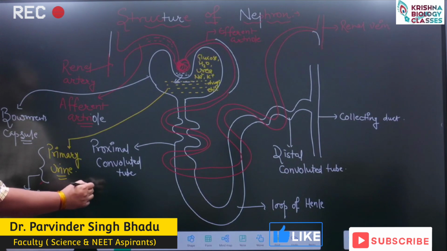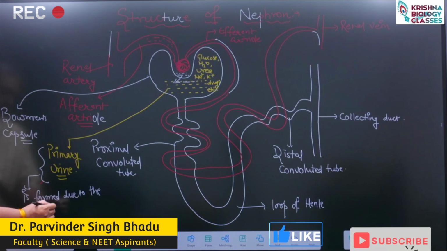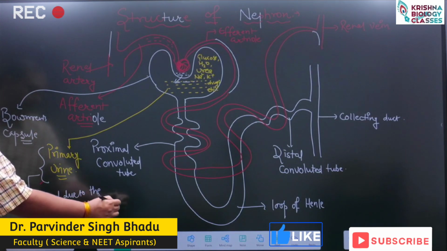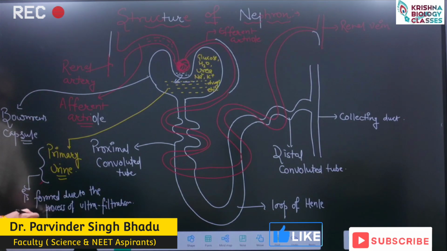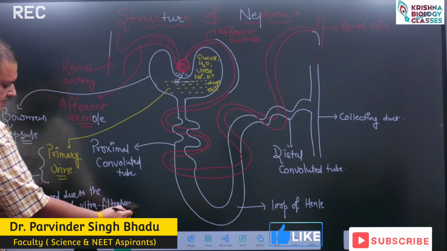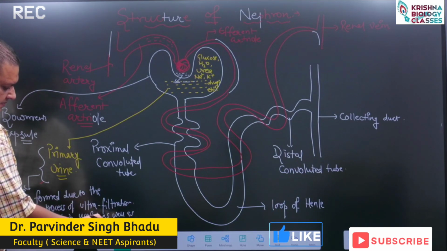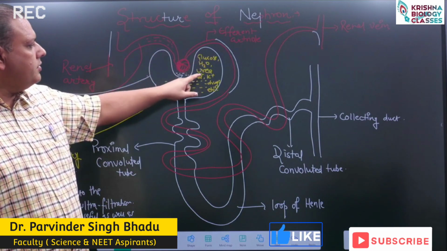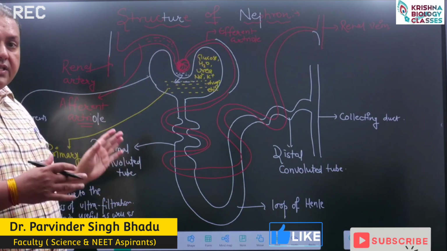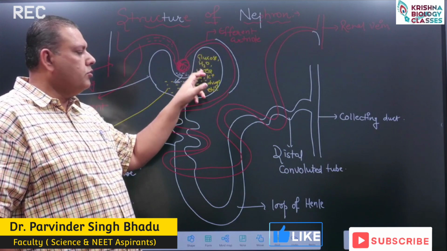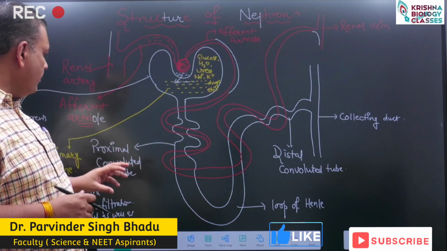So this primary urine is formed due to the process of ultrafiltration and contains useful as well as waste product. So it contains glucose, water, urea, ions, drugs, etc. We just want to remove the toxic waste and we want to sustain the useful products like glucose, water, ions inside our body only. So now what happens?